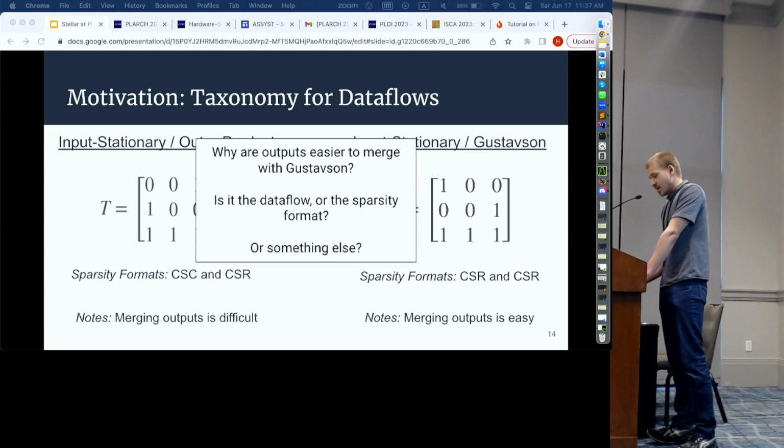So this motivates the question, right, like why exactly is it easier to merge outputs with accelerators that use Gustavson, for example? Is it the data flow itself, or the sparsity formats, or the interplay between the two? If you just read the papers, it's not immediately obvious how to separate the impacts of all these different design choices.